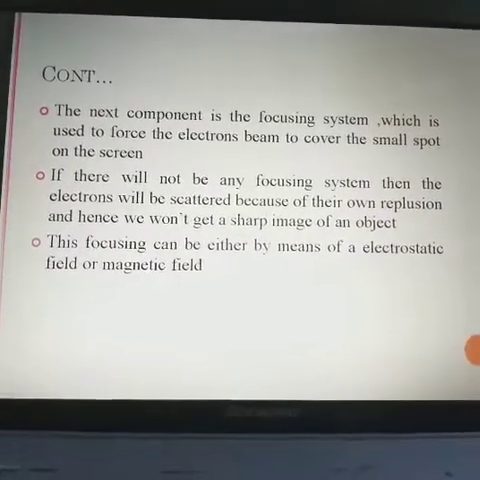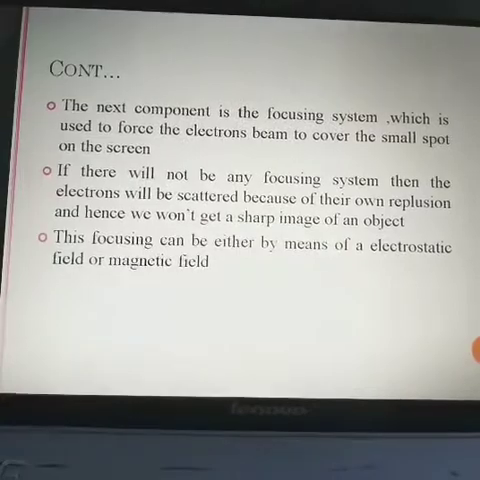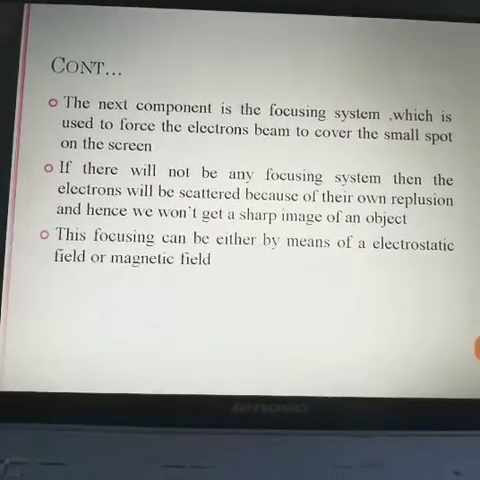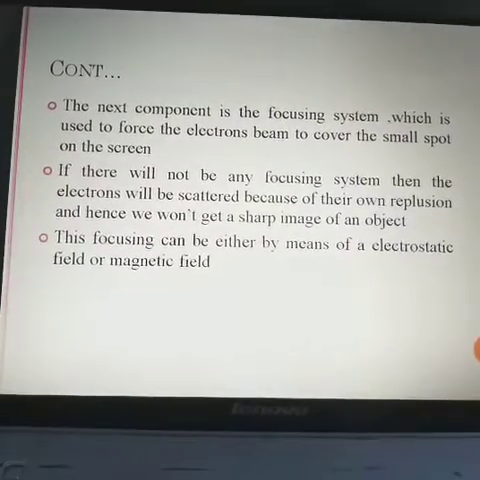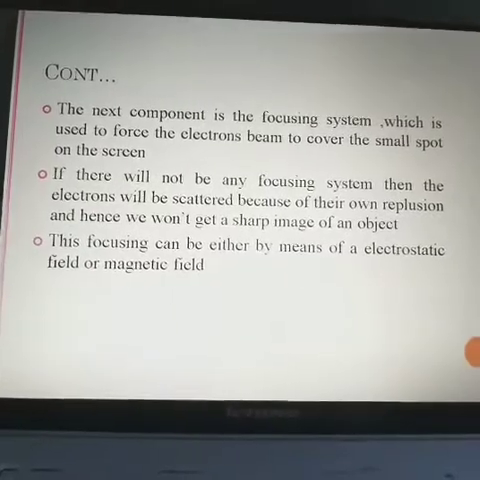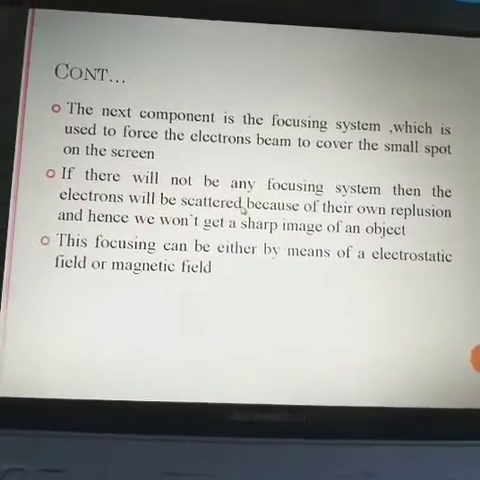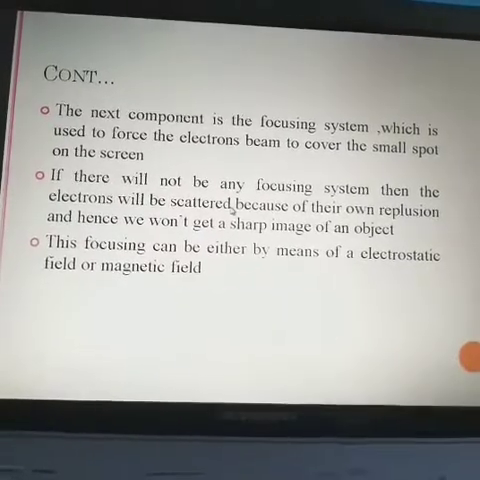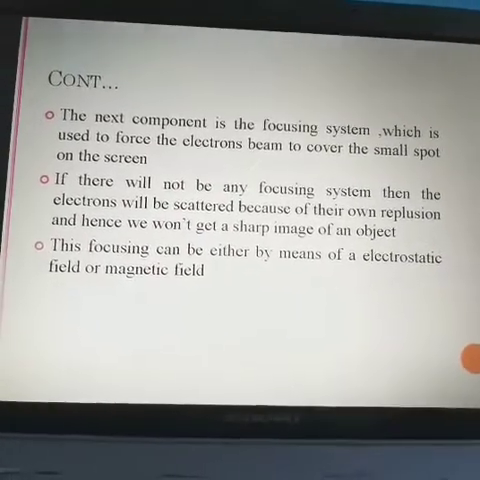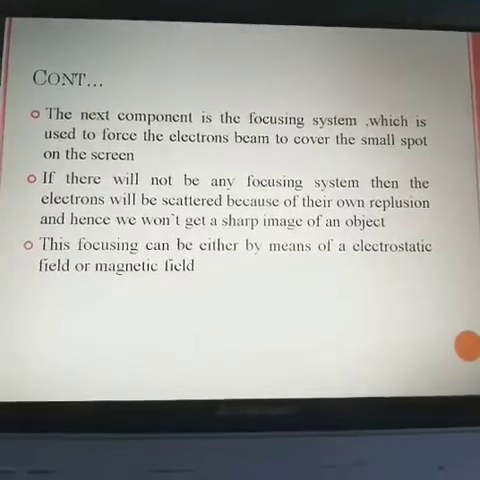So the next component is the focusing system, which is used to force the electron beam to cover a small spot on the screen. If there is no focusing system, then the electrons will be scattered. Clear? If there is no focusing system, the electrons will be scattered, and there will be no path provided for them.